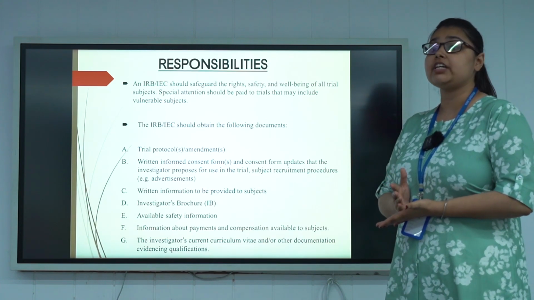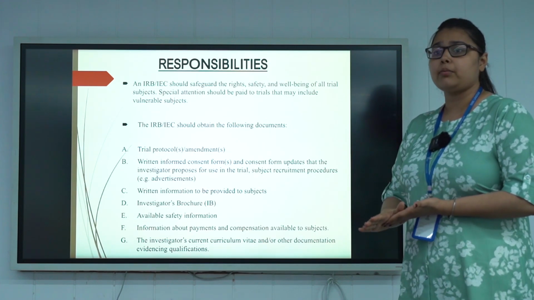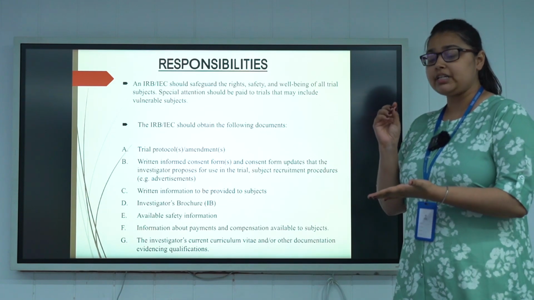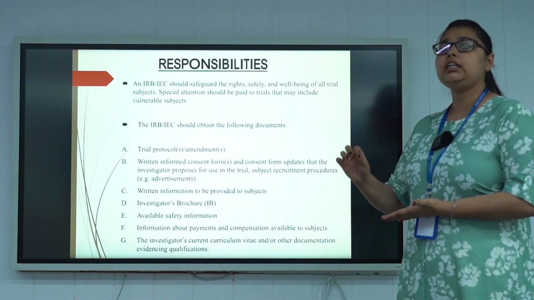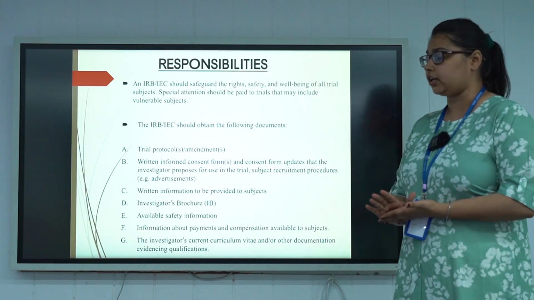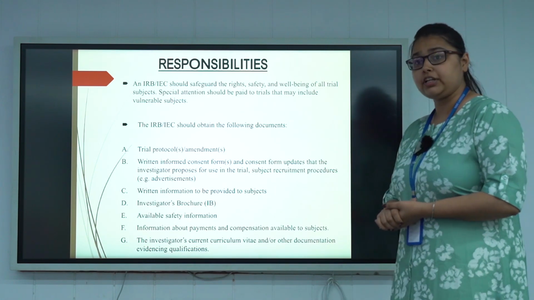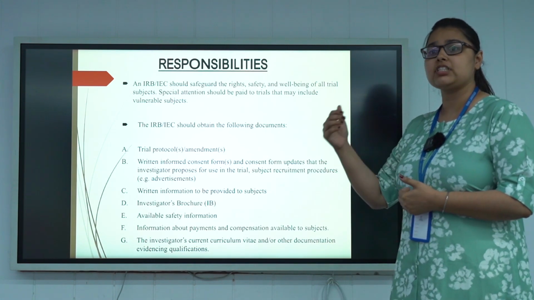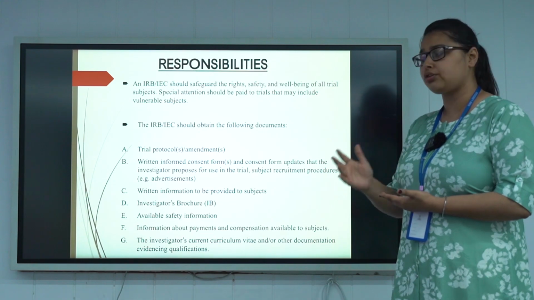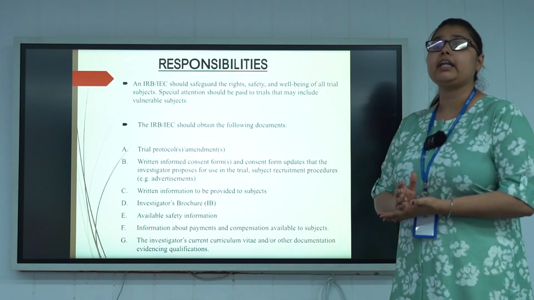Investigator brochure. Investigator brochure contains all the information regarding the drug from its processing and manufacturing till the animal data that has been conducted. Available safety information regarding the drug, whether any adverse event has happened in the past or not. Information about the payment and compensation.